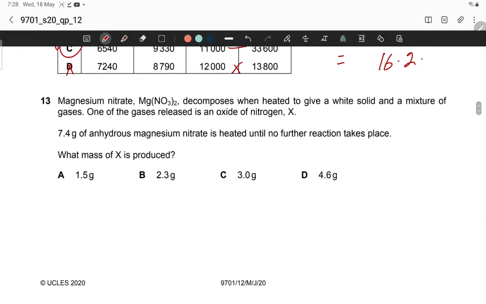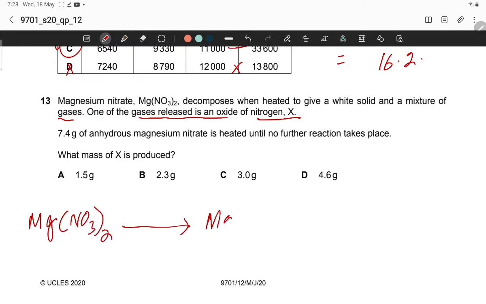Magnesium nitrate decomposes when heated to give a white solid and a mixture of gases. One of the gases released is an oxide of nitrogen, X. 7.4 gram of anhydrous magnesium nitrate is heated until no further reaction takes place. Let's write down the chemical equation. Magnesium nitrate decomposed to form magnesium oxide, a white solid, plus a mixture of gases, nitrogen dioxide plus oxygen gas. So to balance this equation, this is the chemical reaction. 7.4 gram anhydrous magnesium nitrate. What mass of X is produced?